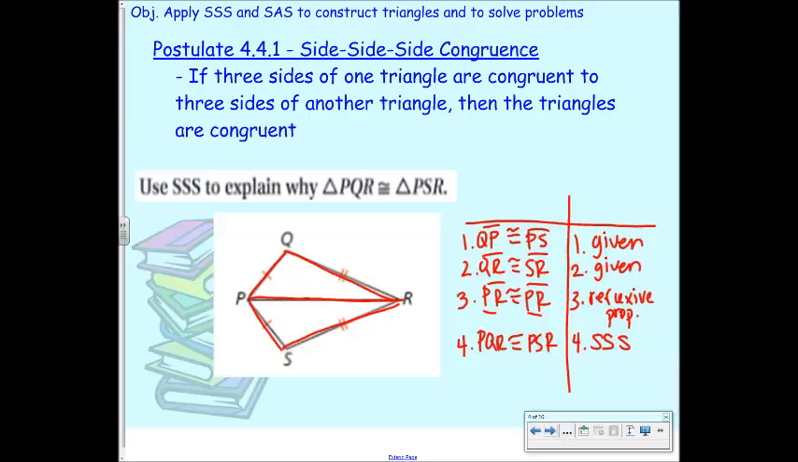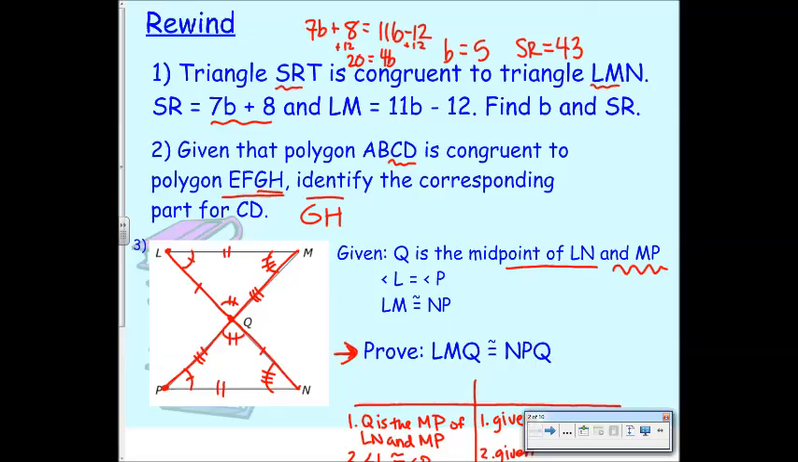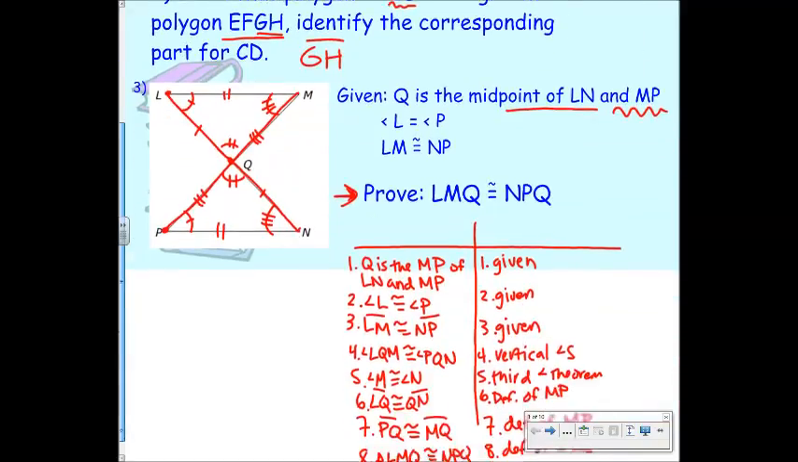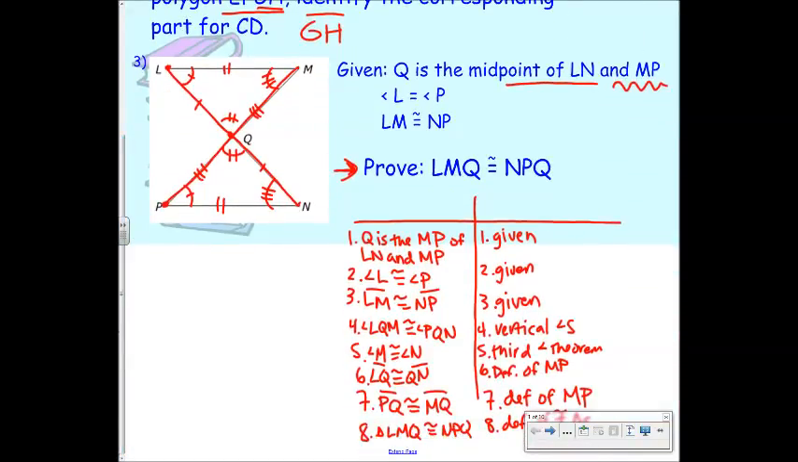So that was done in 4 steps. Take a look back at that first problem in the rewind, which we did in 8 steps. If we used side, side, side, we could have eliminated all of the steps about angles and just used the steps about sides. We could have been done with this problem right here in probably about 4 steps, instead of having to use all 8 steps. So side, side, side is going to shorten your 2-column proofs by a lot.